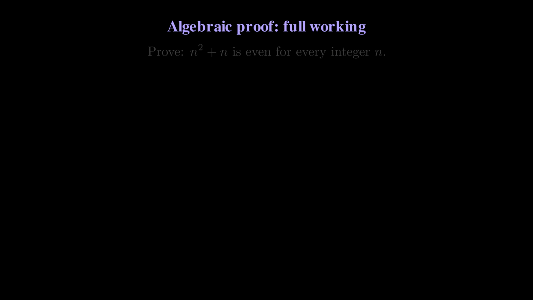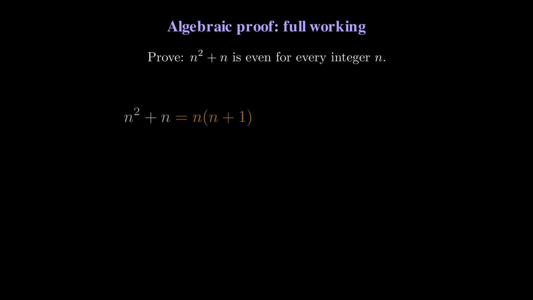Now, a purely algebraic proof, again in full. Prove that n squared plus n is even for every integer n. The clever first move is to factorize. n squared plus n is n times (n plus 1).